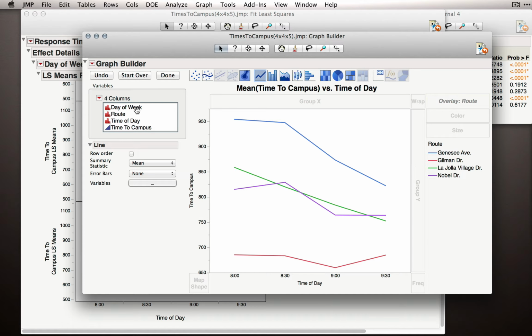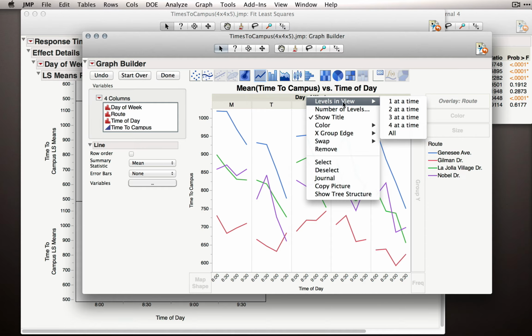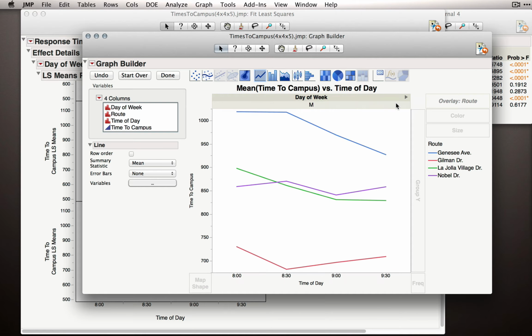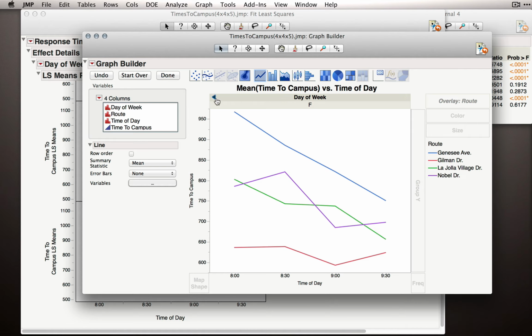And now let's put day of week as an X variable, so group for X. So now what we're doing is actually looking at them across instead of up and down. But here's what I want you to do as a way to actually click through or profile the differences in these two-way interactions. Let's right-click day of week, and in Levels and View, let me select one at a time. So now, just like we were doing by scrolling, we can click through the different levels to see what degree those two-way interactions are changing.